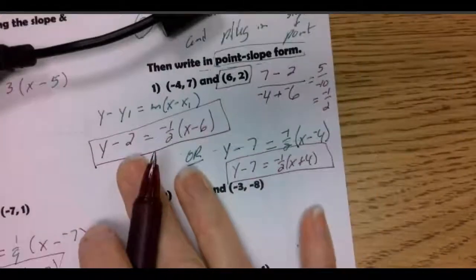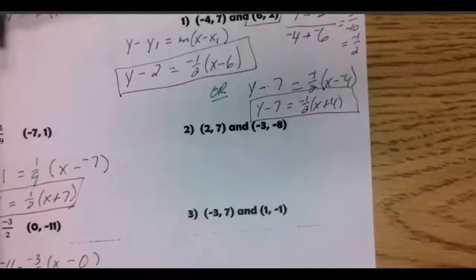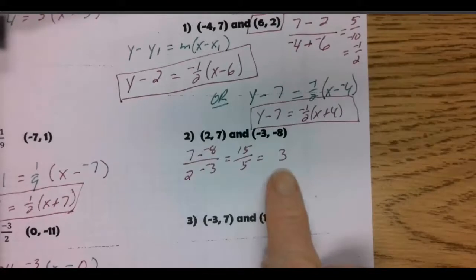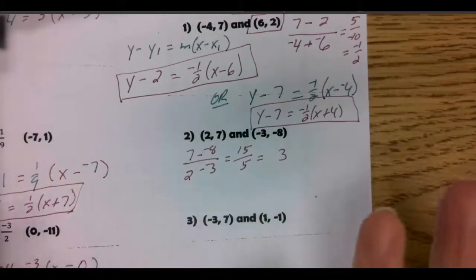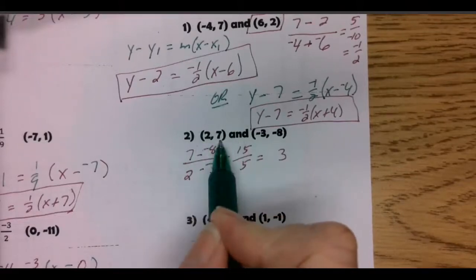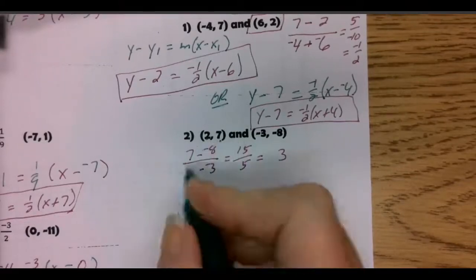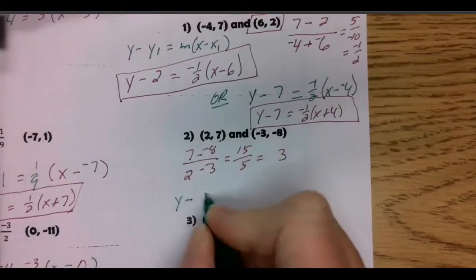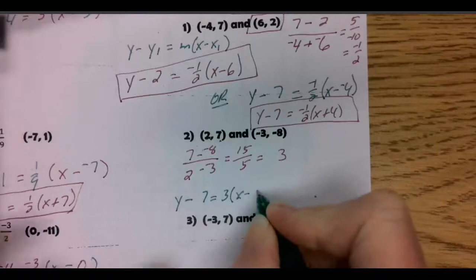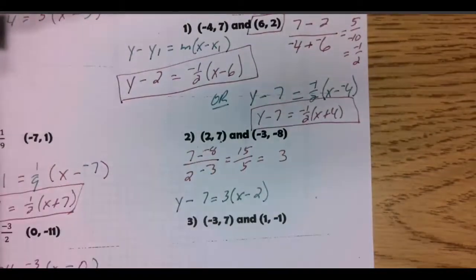Okay, number 2, find the slope. I'm going to pause. You're going to find the slope. You found the slope was 3, correct? Okay, now you're just going to plug that in. Which point do you want? I'm going to do both, but if I get to choose, I'm always going to choose the one without negatives. So y minus my y value is equal to slope times x minus my x value. That one's done.